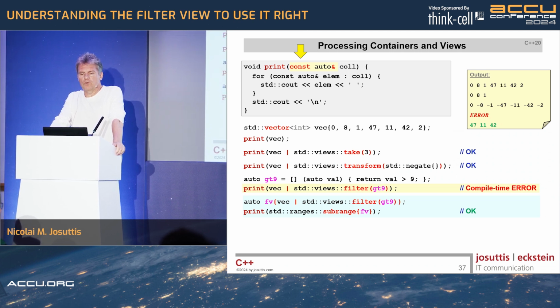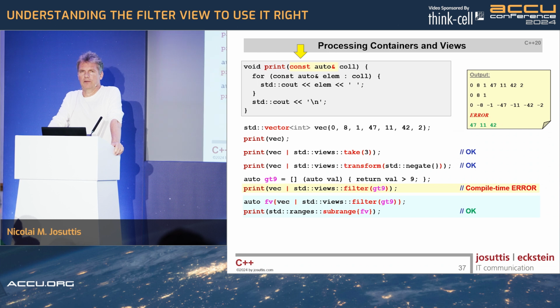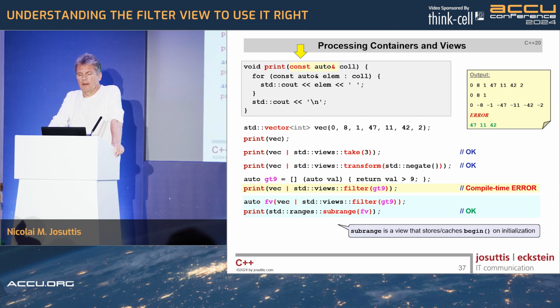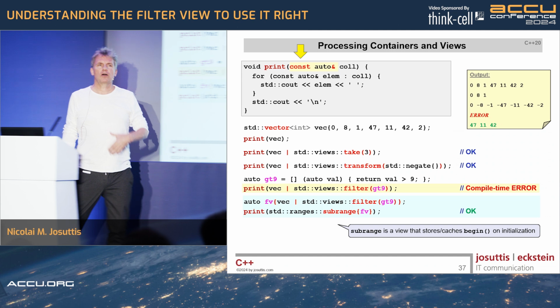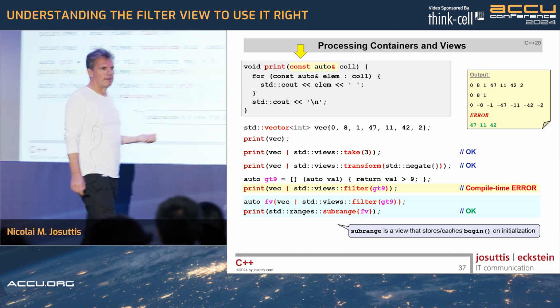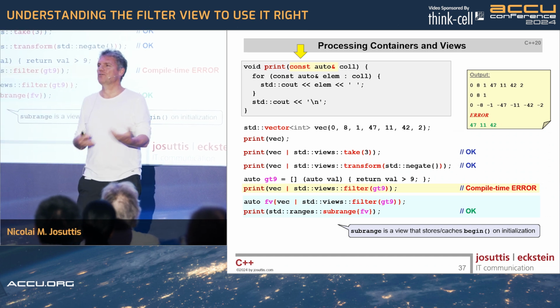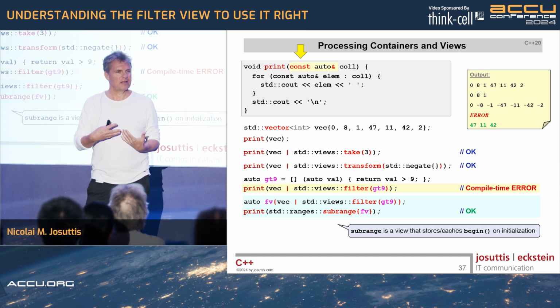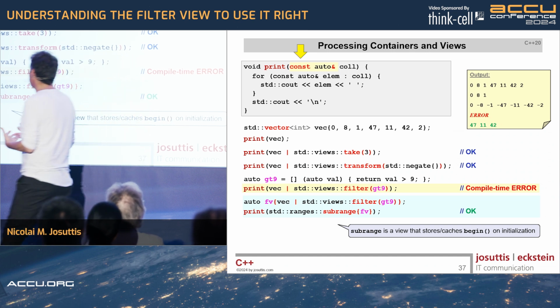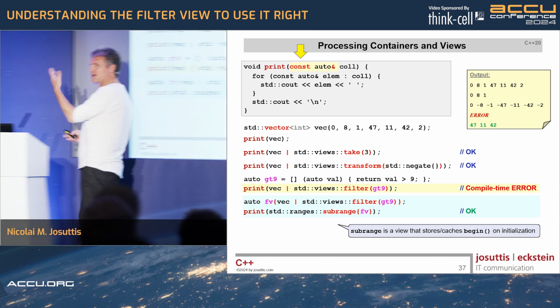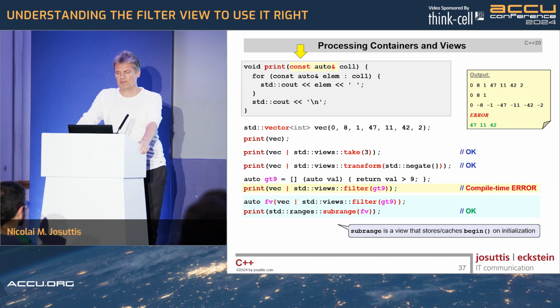A subrange is also a view, although you cannot create it with a helper function, so you have to use std::ranges::subrange instead of std::views::subrange. So we are not that consistent in this library. And then, what does subrange do? Subrange is a view that at construction time calls begin. So it does not have to call begin later, which means we compute it during initialization. And with that, we can now use that to iterate even later, calling begin again and again. So that's a whole trick.